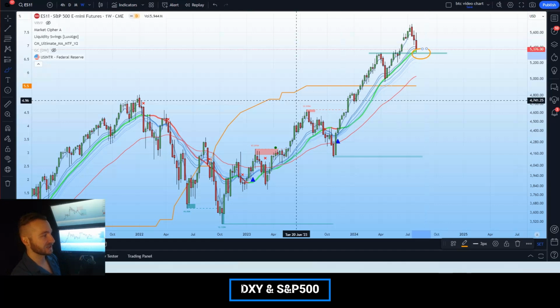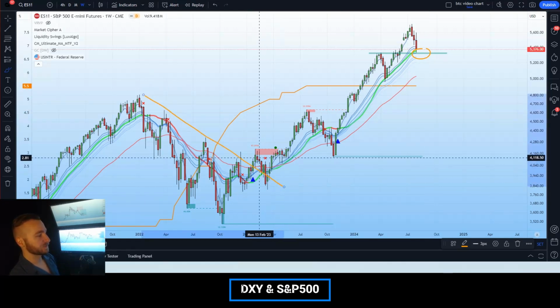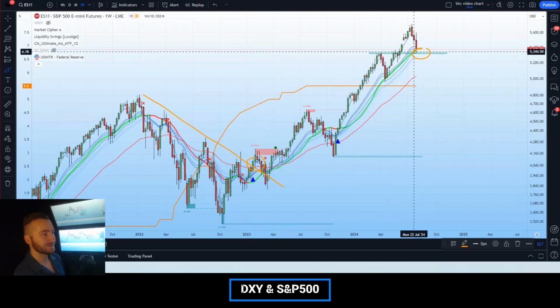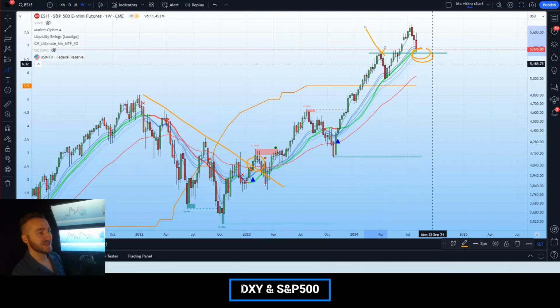Now, I can't stress how significant that is. We haven't been in a high time frame downtrend for the S&P since we broke out in January 2023. So if we were to break below this prior high, that will be the initiation, the starting point of a new high time frame downtrend, and that could potentially result in some extended corrections.